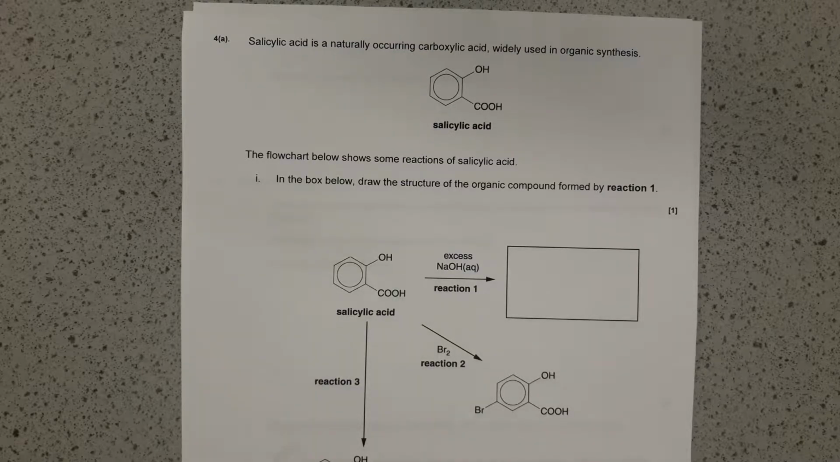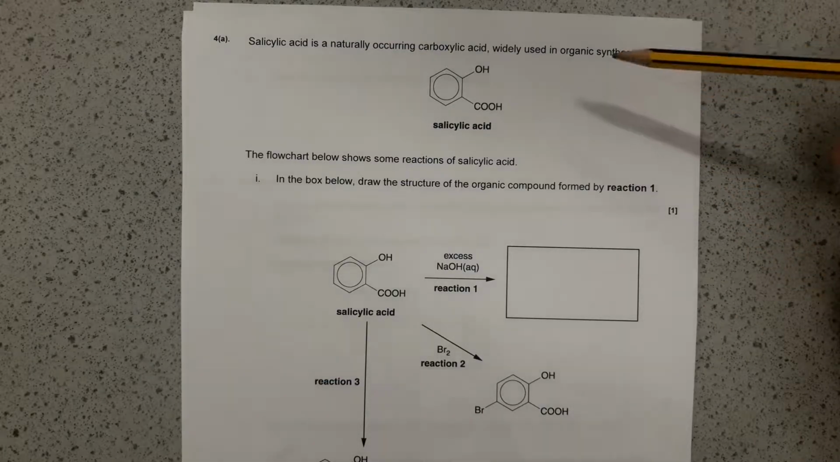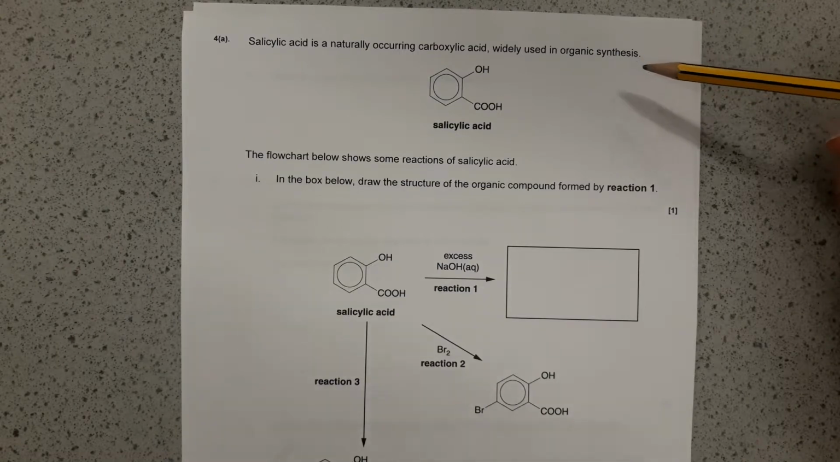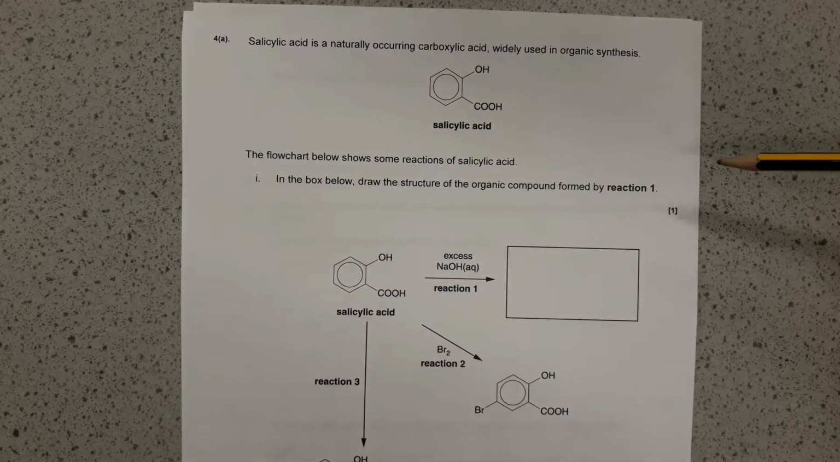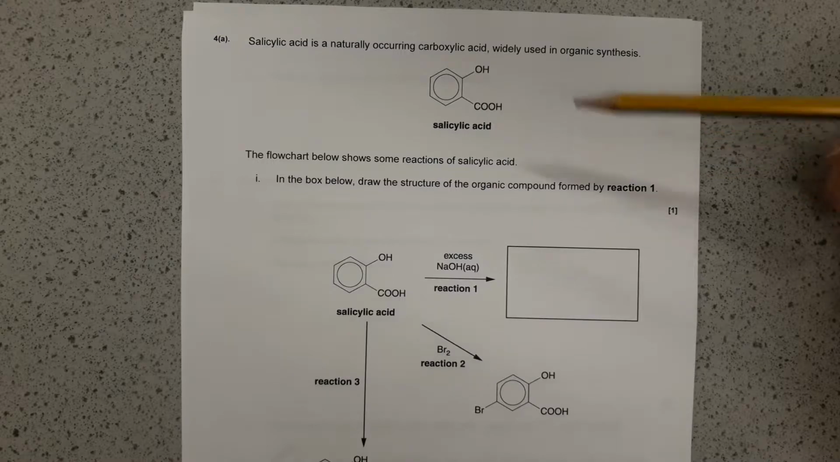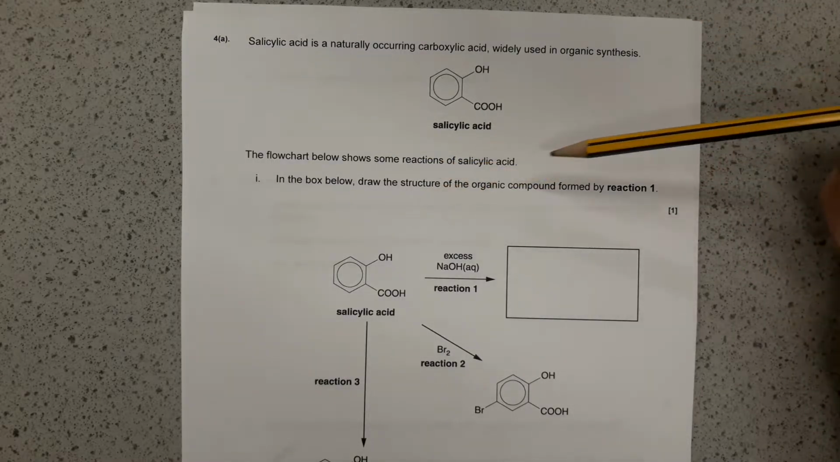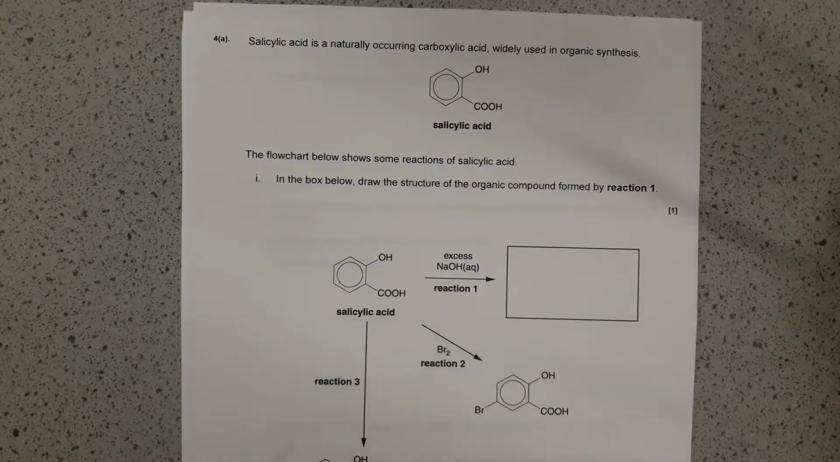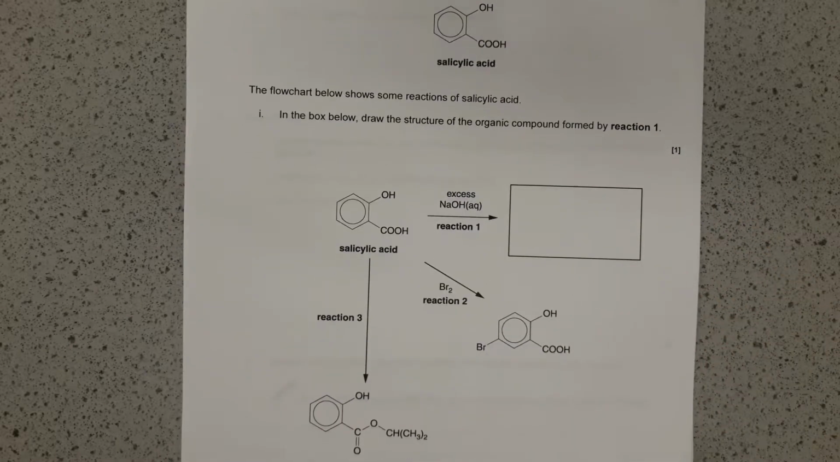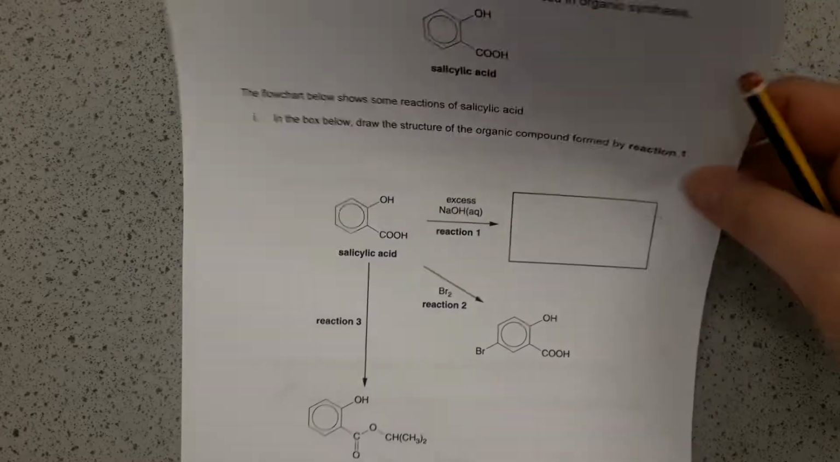Question 4a. Salicylic acid is a naturally occurring carboxylic acid widely used in organic synthesis. There's the structure. The flowchart below shows some reactions of salicylic acid. In the box below, draw the structure of the organic compound formed by reaction 1. All right, so we've got a portion of a synthesis route here. I'll move the paper up a little bit to see a bit more.